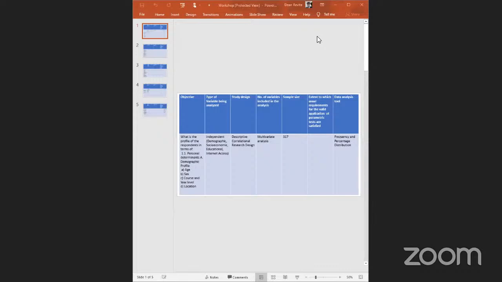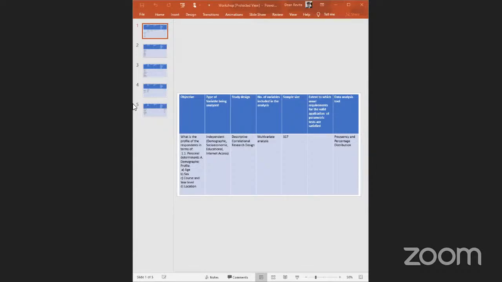So, in our study naman po, what we're trying to identify is kung ano po yung effect ng online learning mode po sa students po ng CAS. So, our objectives are what are the profile of the respondents in terms of personal determinants, which is yung demographic profile po nila, through age, sex, course and year and location po. Tapos yung type of variable being analyzed po in this sense is independent po siya. And yung study design naman po namin is a descriptive correlational research design.